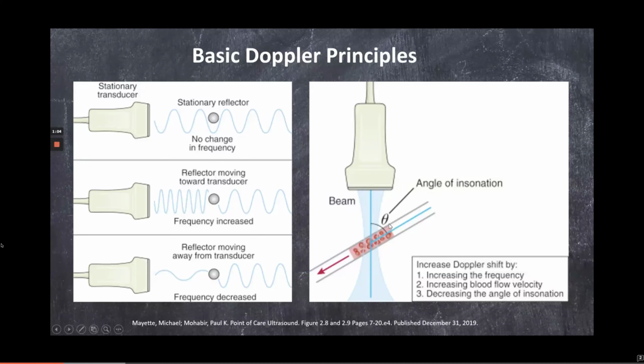as low as possible. This angle is created by the direction of the ultrasound beam and the direction of the object that you're scanning at. In this case, the direction of the blood velocity, the blood flow.